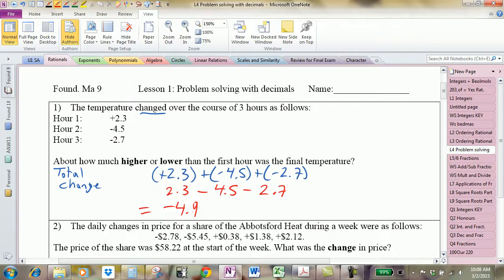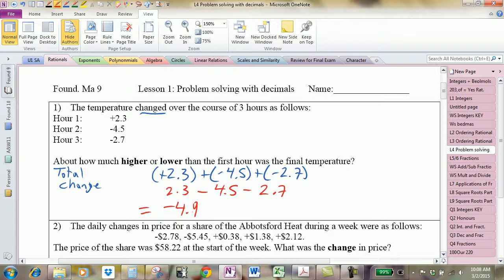What does the number represent? It represents the change in temperature. Yes, but you didn't really tell me what it represents. Negative 4.9 represents the change of temperature. You're close, but you're not really answering what I'm trying to get at.